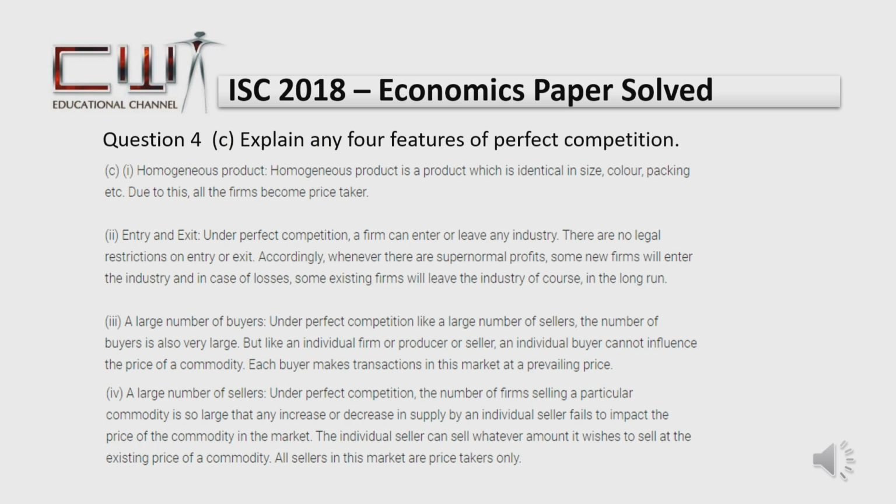A large number of sellers. Under perfect competition, the number of firms selling a particular commodity is so large that any increase or decrease in supply by an individual seller fails to impact the price of the commodity in the market. The individual seller can sell whatever amount it wishes to sell at the existing price of a commodity. All sellers in this market are price takers only.